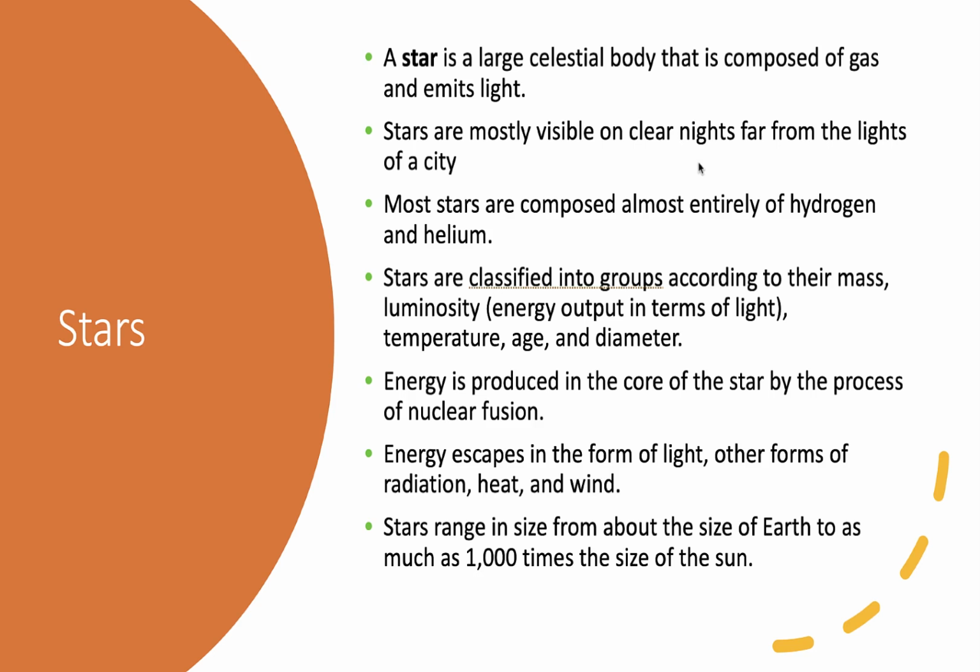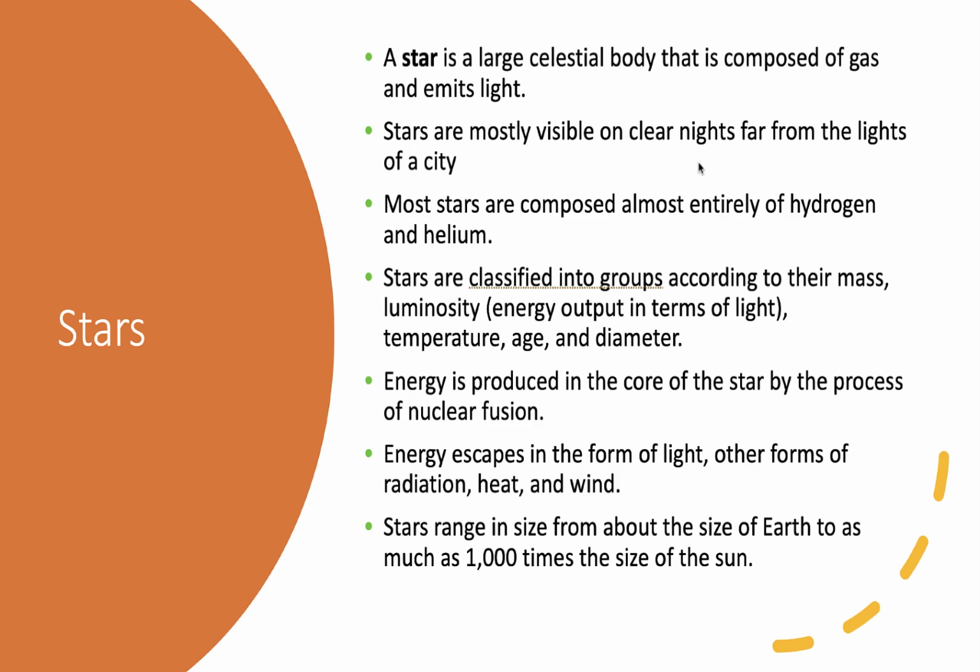Now, stars are classified in groups and they're categorized according to their mass, how big they are, their luminosity, which means the energy that they output in terms of light, like how can we see them, how bright they are. And in terms of also temperature, stars are very, very hot. Their temperature is measured in Kelvin. And because they're very hot, that's why they use Kelvin. They don't use Celsius or Fahrenheit. They use Kelvin. Also, they're classified by their age and also their diameter. So if you've been watching my math videos, you know what diameter means.